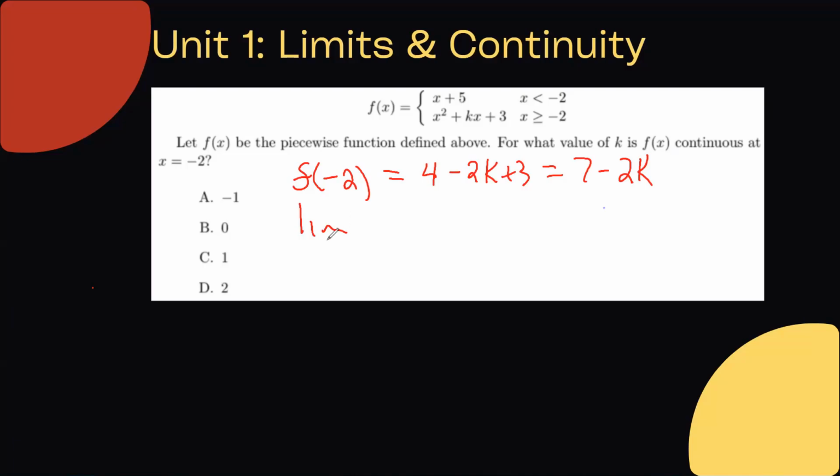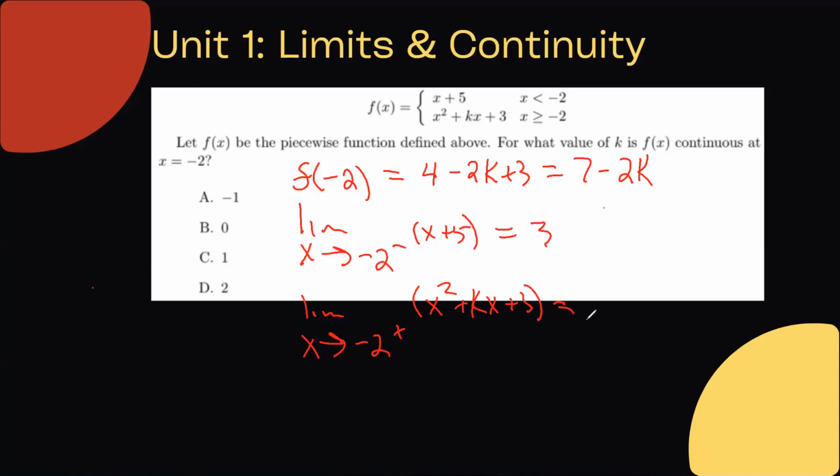The limit as x approaches -2, since -2 is the part where it splits, you're going to have to investigate the limit from the left and the limit from the right. So from the left, you're going to use the top piece. That would be x plus 5. So that's going to be -2 plus 5, which is 3. And then from the right, you're going to use the bottom piece, which is x squared plus kx plus 3. And when we plug in -2, you would get 7 minus 2k.